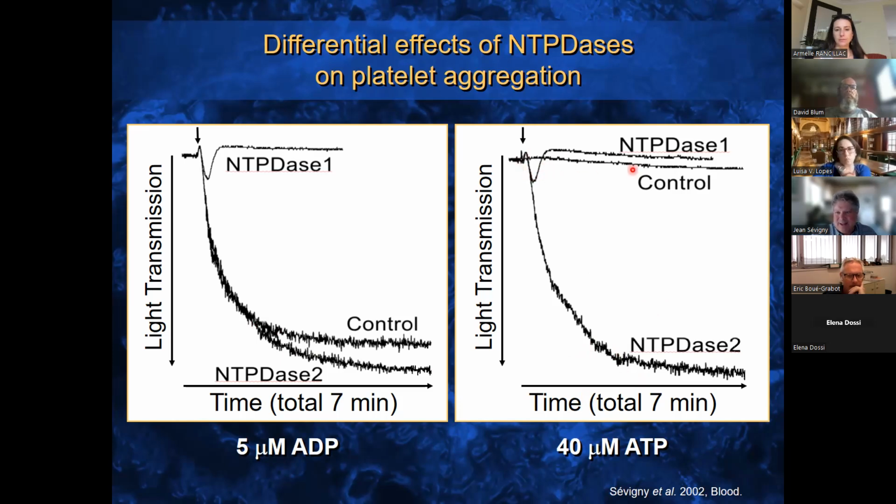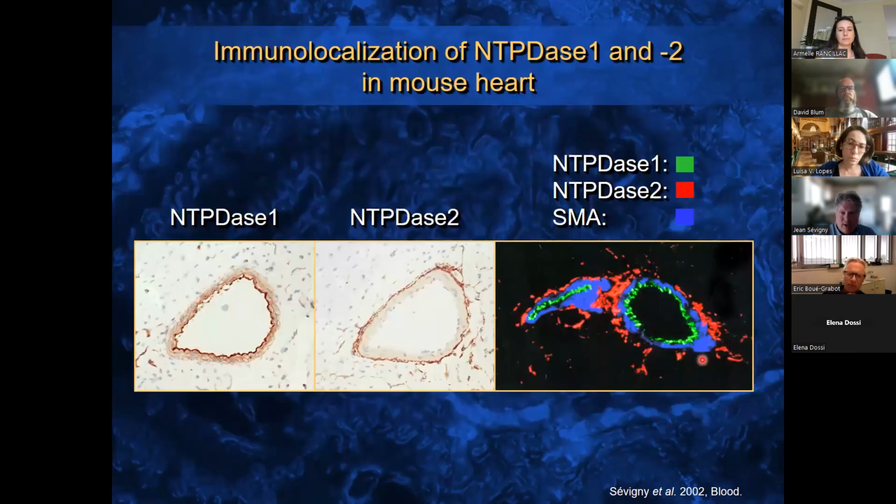ATP to platelets does nothing. In the presence of NTPDase1, ATP is hydrolyzed to ADP, but ADP is also rapidly hydrolyzed. So the final output is there is no aggregation in the presence of NTPDase1. But in the presence of NTPDase2, we have a very potent aggregation due to the conversion of ATP to ADP. So that means that here, NTPDase1 would protect, would not allow platelet aggregation by blocking P2Y1 and P2Y12, while NTPDase2 would do the opposite. It would facilitate the activation of P2Y1 and P2Y12.